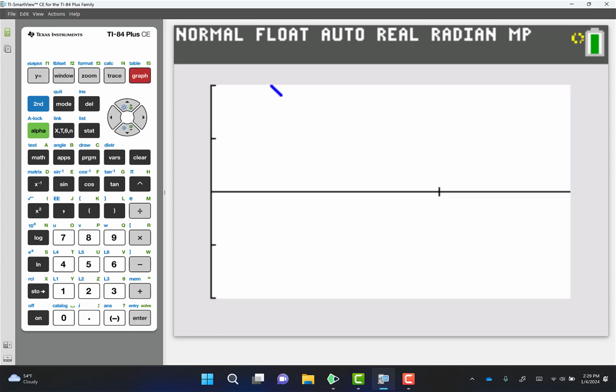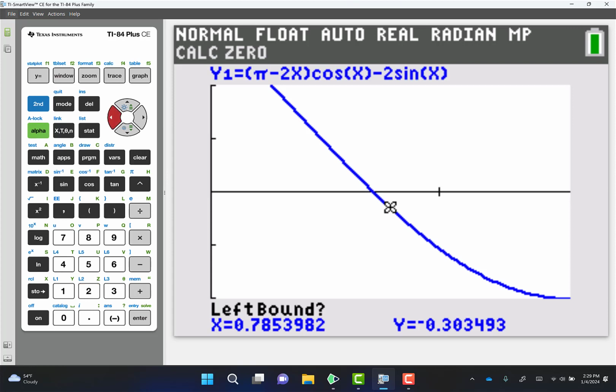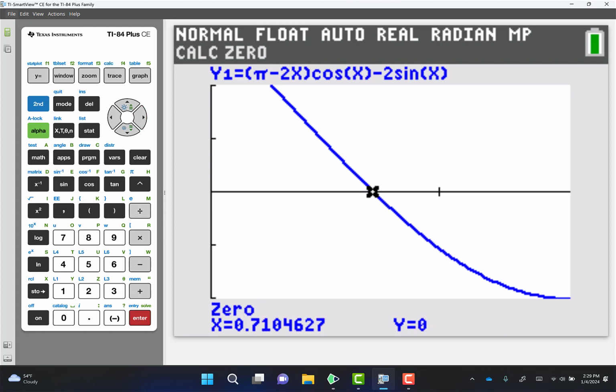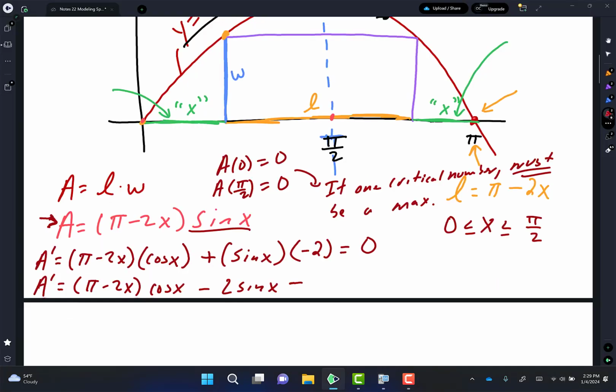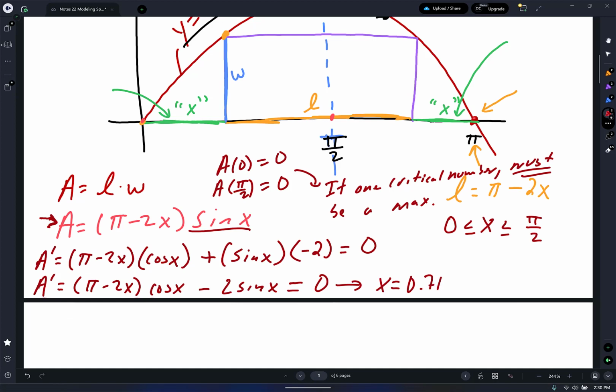All right, here we go. There it is. How do I find it? Second, calculate, number 2. Left bound, enter. Right bound, enter. Make sure you practice, guys. And there it is, 0.710. So this equals 0 at x equals 0.71046.